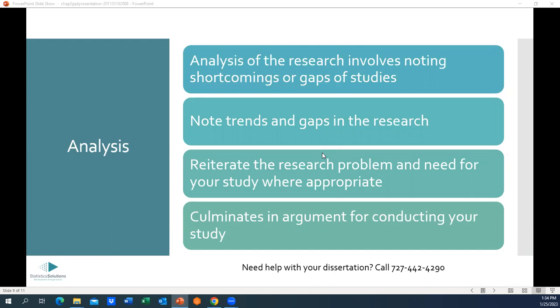So that's the analysis. So it's not just kind of summarizing. Summarizing is part of it. And it's not just synthesizing. Synthesizing is part of it. But it needs to have some evaluative teeth to it, right? Some analytical teeth.